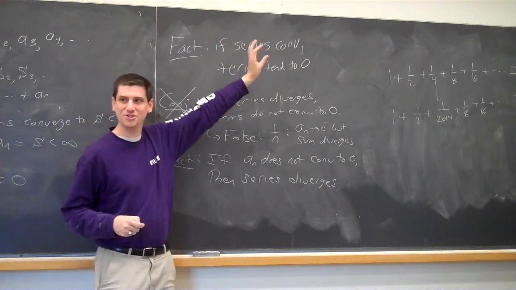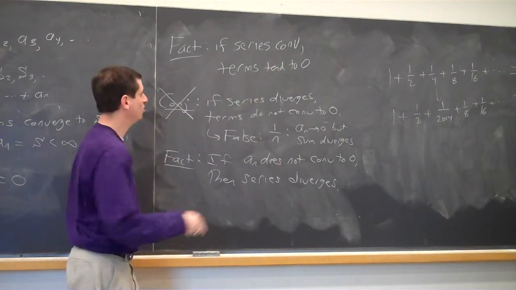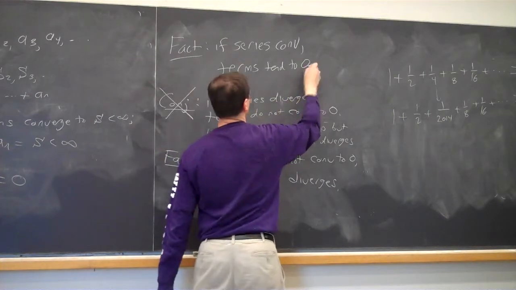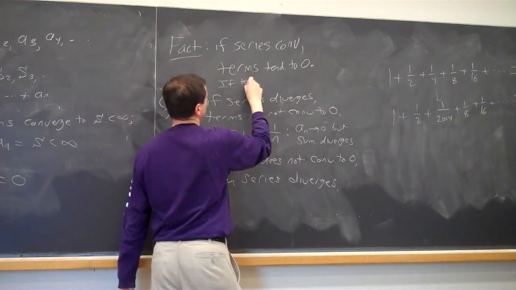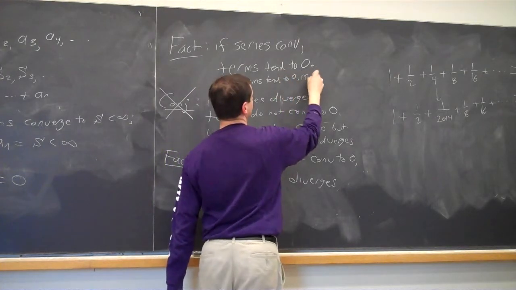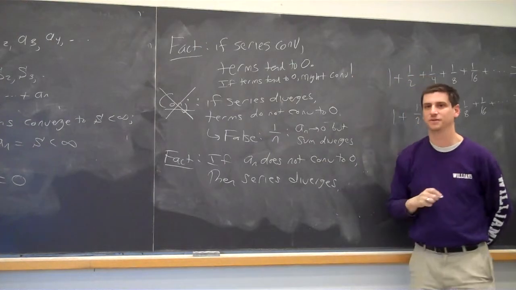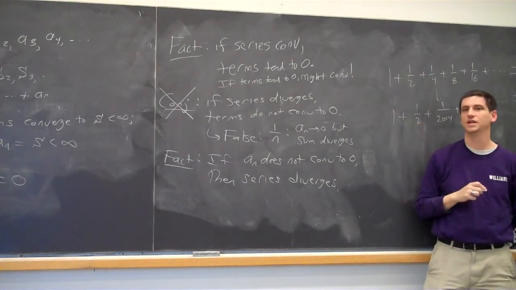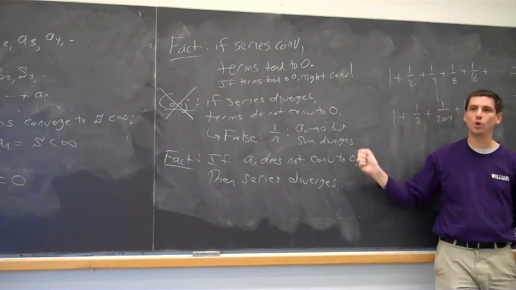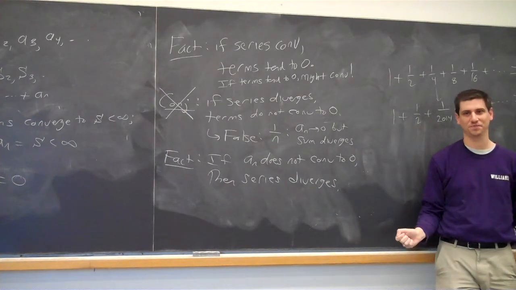Okay. If the series converges, the terms tend to 0. If the terms tend to 0, it may or may not converge. If terms tend to 0, it might converge. But the series will definitely diverge if the a_n do not converge to 0. So if the a_n do not converge to 0, it has to diverge.